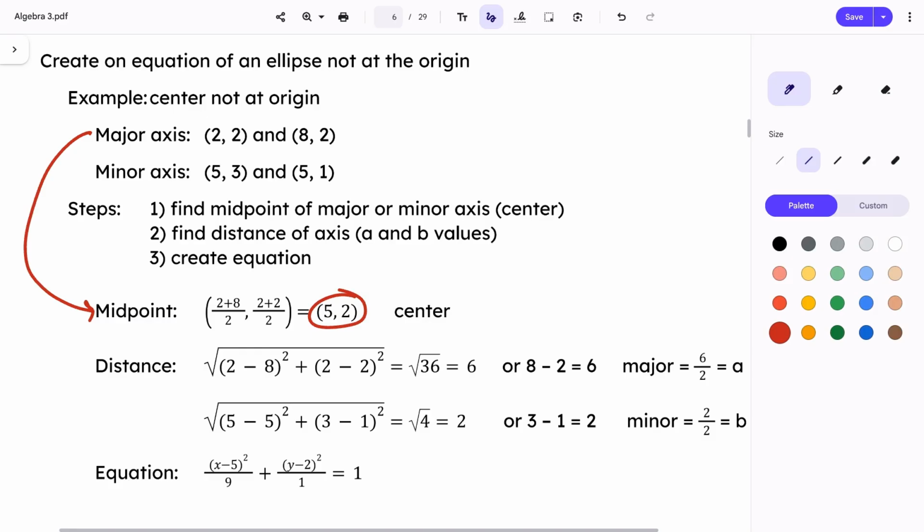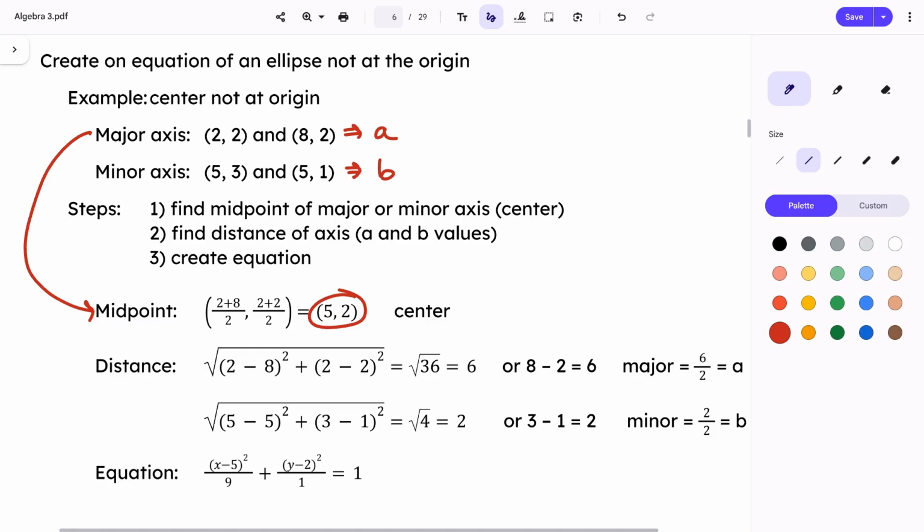Now to figure out the a and the b, the major axis is going to help you find your a. So this is going to give you whatever your a is, and this is going to give you whatever your b is. Because that's just how it always works. The major axis always is associated with the a term because it's always the larger of the two denominators. To find how long it is, we use our distance formula.